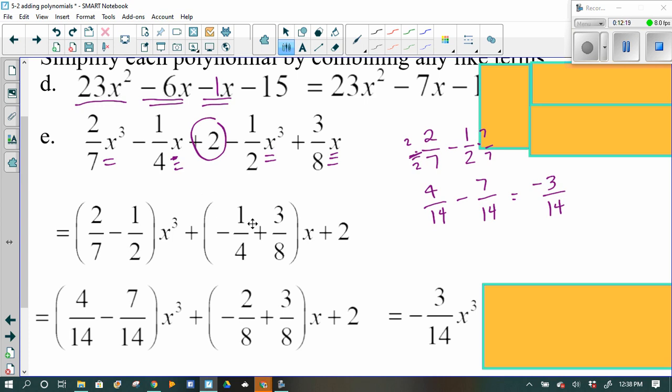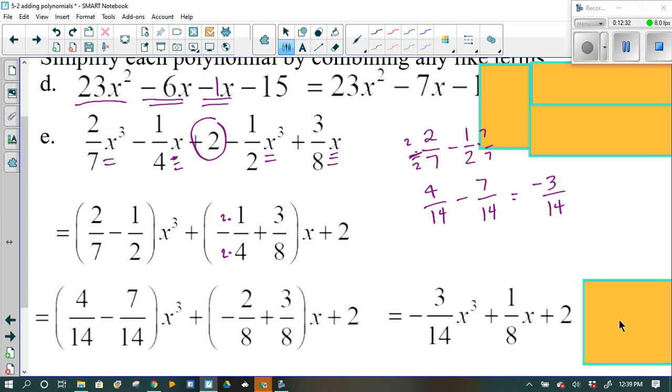Since 4 can turn into an 8, I'm going to multiply by 2. So this becomes negative 2/8. So negative 2/8 plus 3/8 is 1/8. And then you have your 2. So this is your final answer. Even as awkward as it looks, that is your final answer. You can't combine anything else because nothing else is alike. But you have to make sure you're using your rules of fractions.